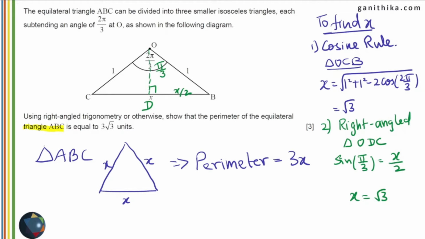So, in both the cases, you are getting x value as square root of 3. Therefore, the perimeter of ABC will be equal to 3 into square root of 3. Therefore, we have shown what is required.